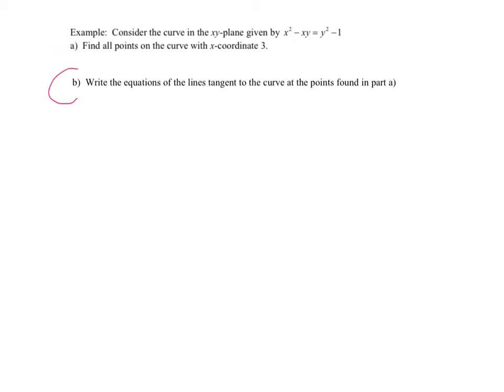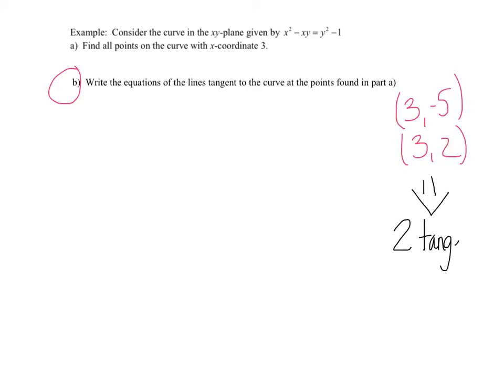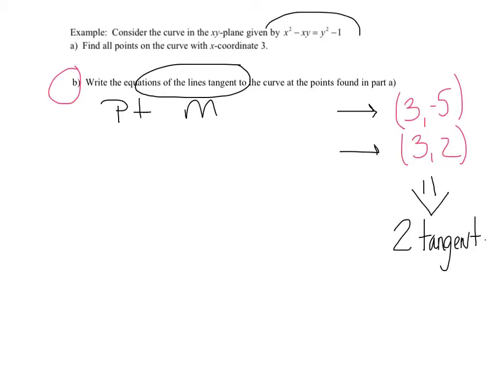This time we'll attack B. Write the equation of the lines tangent to the curve at the points found in part A. Well, let's just recall that I had the point (3, negative 5) and the point (3, 2). So if you have 2 points, what that implies is that you have to write 2 tangent lines, one for each point. Each point will have a separate slope. So really, the only thing I'm missing is when I want to write the equation of a line, I say to myself, I need a point and a slope. I have the points. All I need is the slopes. And slope, of course, means take this guy's derivative.